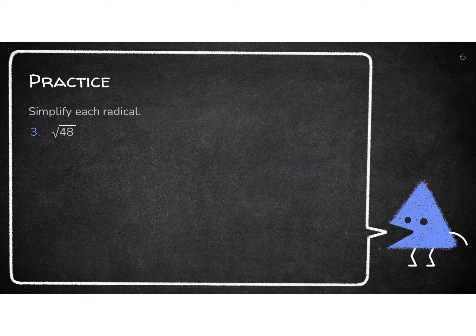Let's look at number 3 here. I'm going to look at my list. I have 1, 4, 9, 16, 25, 36, 49, 64. Okay. 48 is not in my list anywhere. So I'm going to try to divide out to figure out what number is going to go into 48 nicely. So I always start with the lowest number. I have 36, okay, 36.